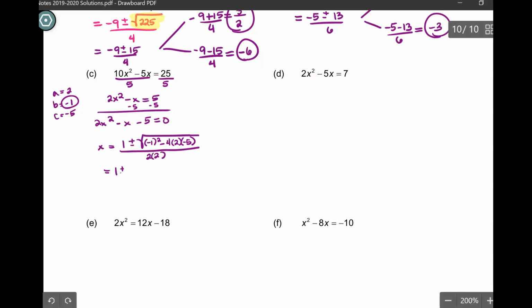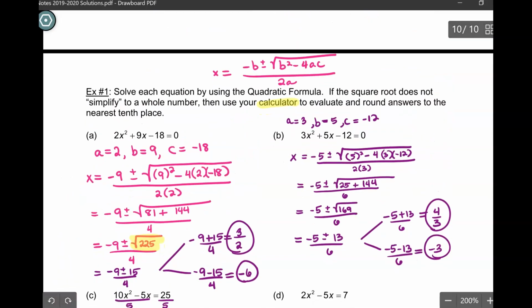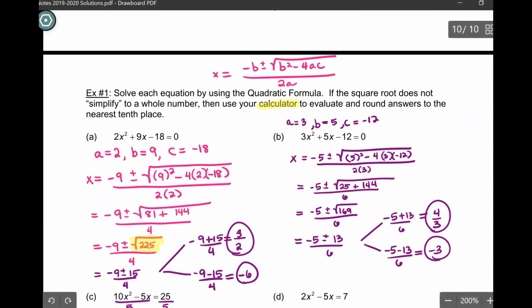So I have 1 plus or minus the square root of 1 plus 4 times 2 times 5, so that's going to be 8 times 5, so 40, all over 4. So I have 1 plus or minus the square root of 41 over 4. Now notice this did not come out to be a perfect square. So the directions are, if it doesn't happen, we're going to use our calculator to evaluate and round answers to the nearest 10th place.